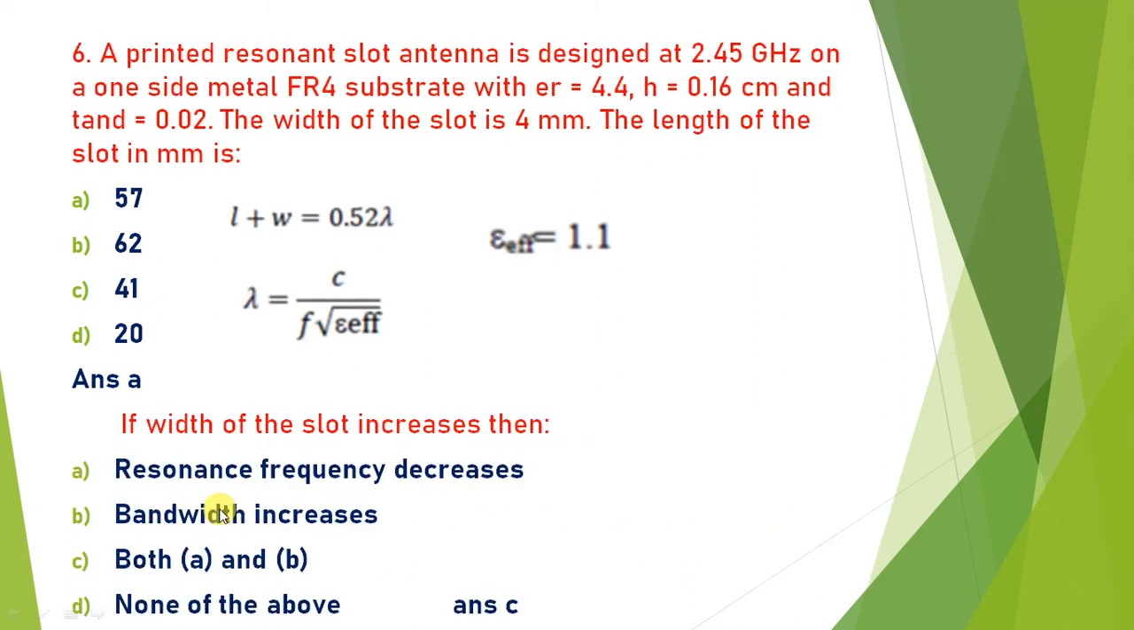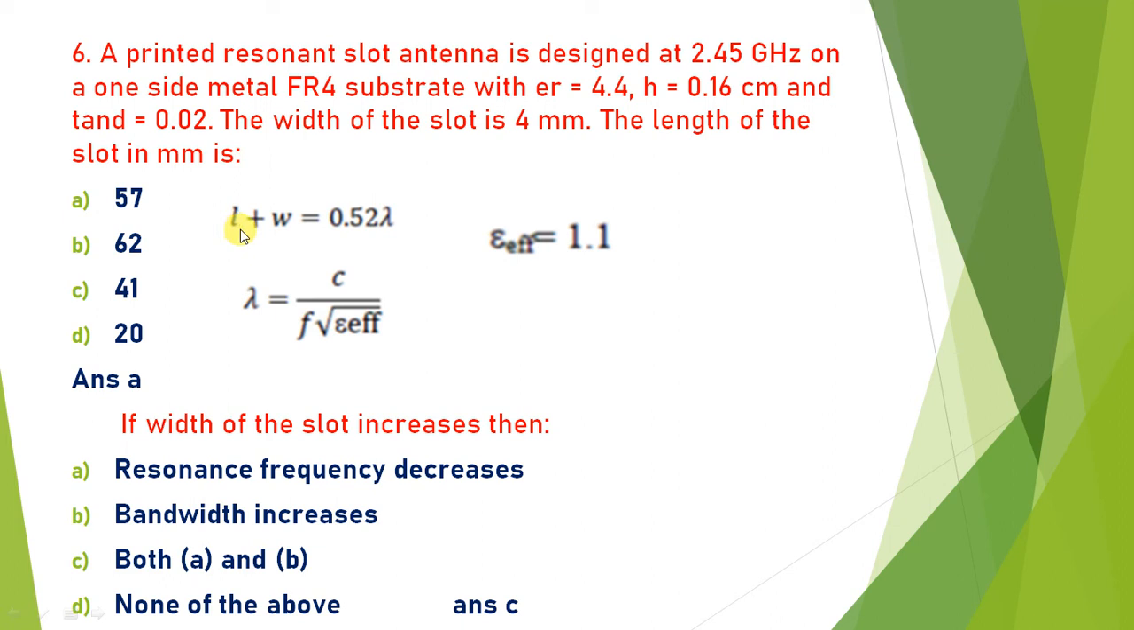Okay. A printed resonance slot antenna is given to you. Frequency is given as 2.45 gigahertz. So F is equal to 2.45 gigahertz. FR4 substrate is given to you, which has epsilon r, height, and tan delta. The width of the slot is given to you, and you have to find out the length of the slot. So for a slot antenna, the design equation is length plus width is equal to 0.52 lambda. Okay, where L is the length, W is the width, and lambda is the wavelength.